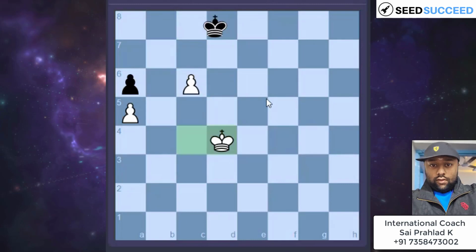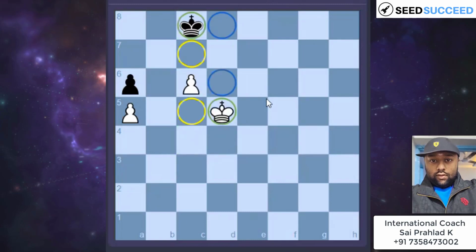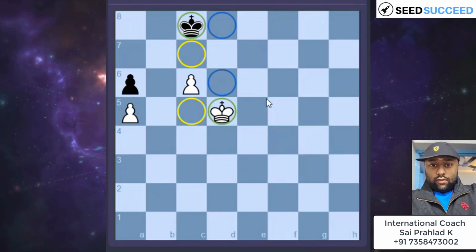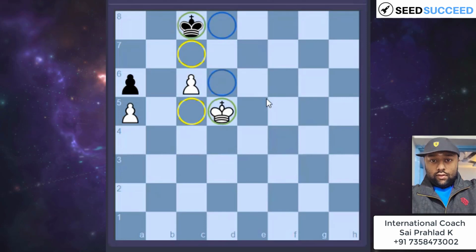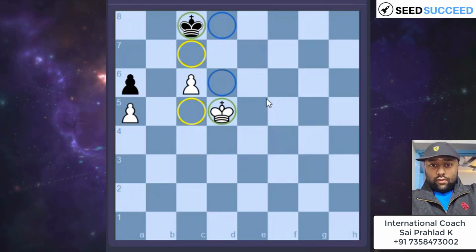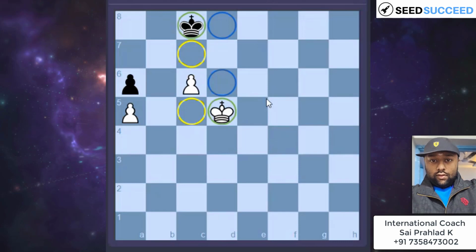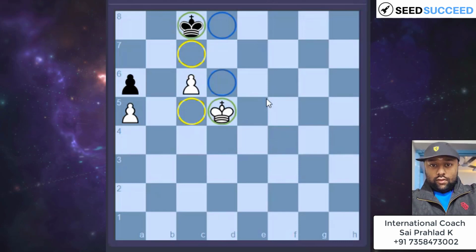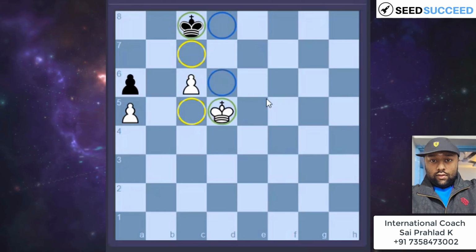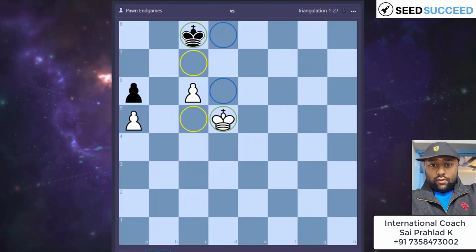So this is the power of triangulation. If we do a normal move, it becomes a draw. So we are giving the turn back to the opponent and then screwing him over. Very powerful endgame technique. Okay, let's move on to the next puzzle.